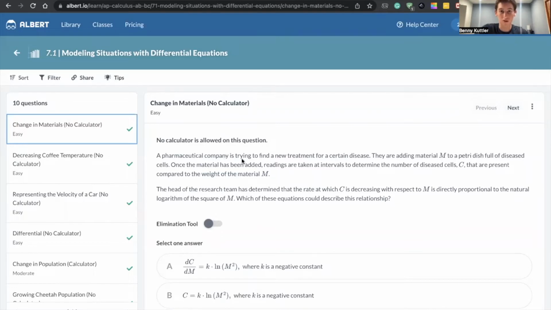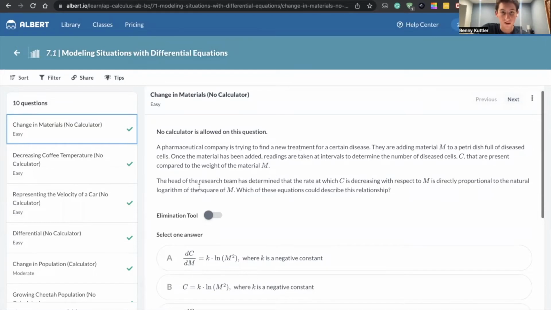So a pharmaceutical company is trying to find a new treatment for a certain disease. They're adding material M to a petri dish full of diseased cells. Once the material has been added, readings are taken at intervals to determine the number of diseased cells C that are present compared to the weight of the material M. The head of the research team has determined that the rate at which C is decreasing with respect to M, so let's write that out. Rate at which C is decreasing with respect to M.